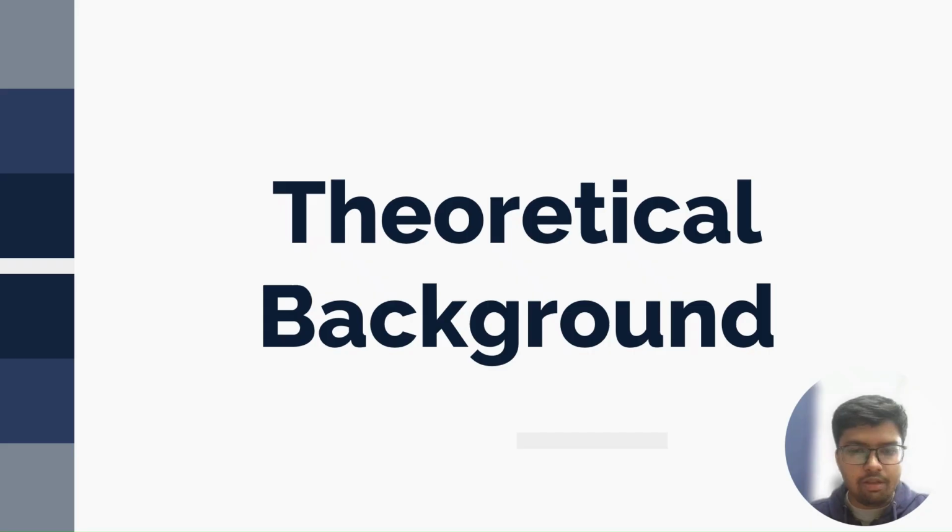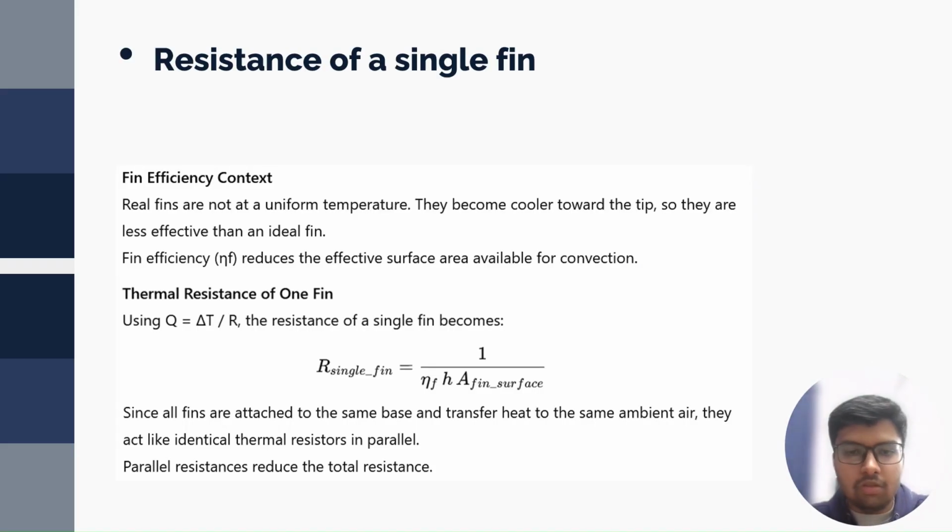Now let's see the theoretical background behind this problem. We will first calculate the resistance for a single fin. Real fins are not at a uniform temperature, so they are not all at the single base temperature. They become cooler towards the end, so they are less effective than the ideal fin, and their efficiency is not 1. This fin efficiency reduces the effective surface area available for convection. So we'll first calculate the thermal resistance for one fin.